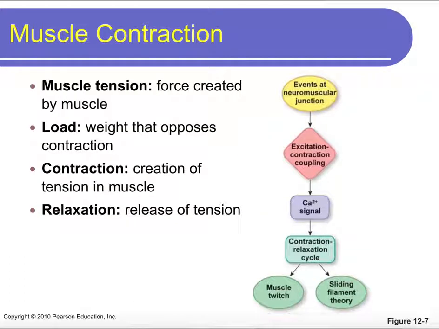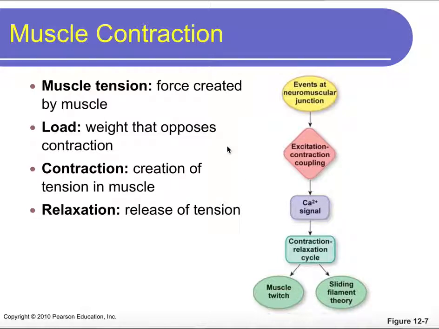So for a muscle to contract, several things have to happen. There has to be events at the neuromuscular junction. So the neuromuscular junction is the connection between the somatic motor neuron and the muscle. And what happens here is excitation contraction coupling, meaning how do we get from exciting our muscle with an action potential, a stimulus from our somatic motor neuron, to actually getting a contraction? So how does that coupling occur? And we'll go over that. I said calcium is going to be a big player. So calcium is going to be a signal for the contraction to occur. And then you'll have your contraction relaxation cycle.